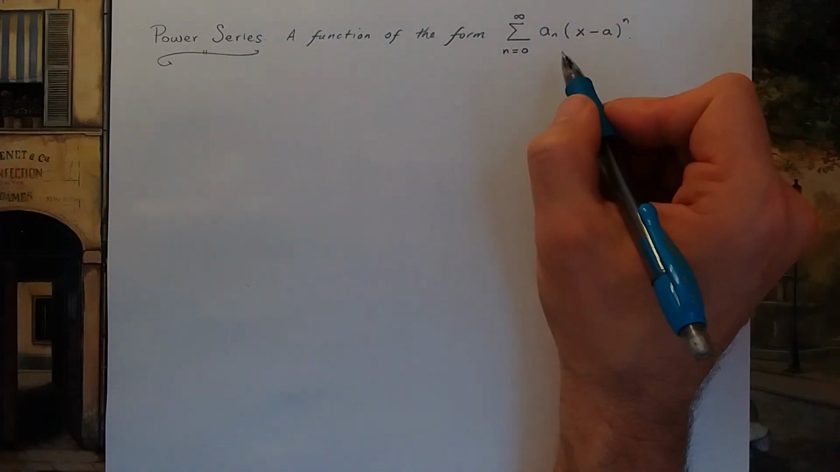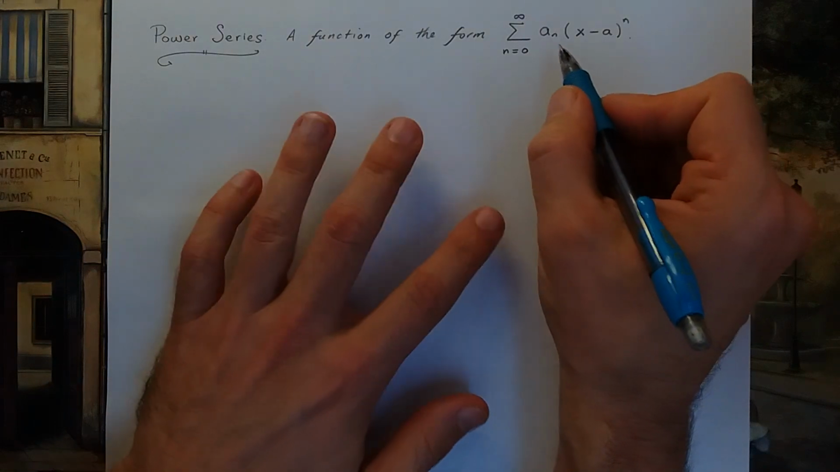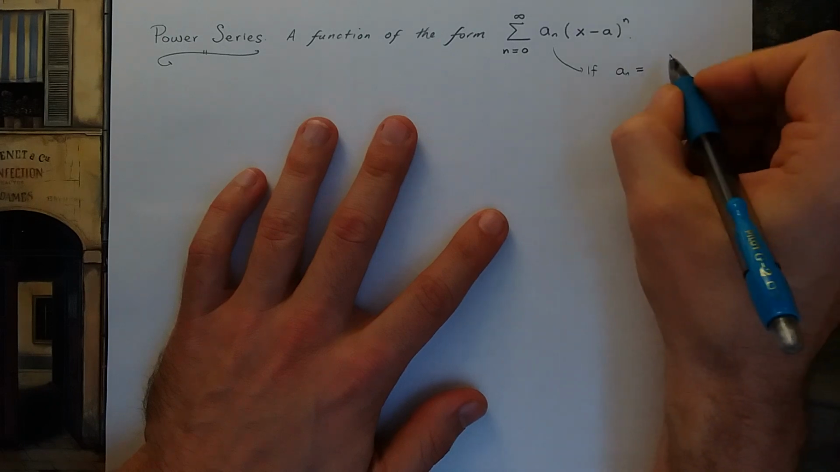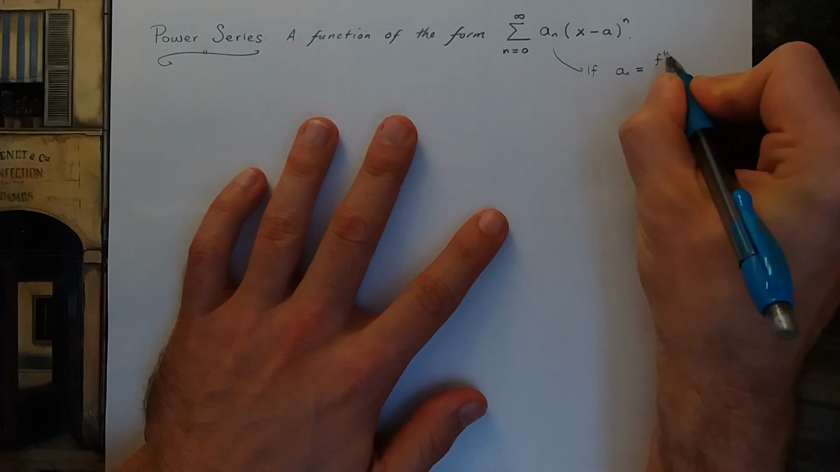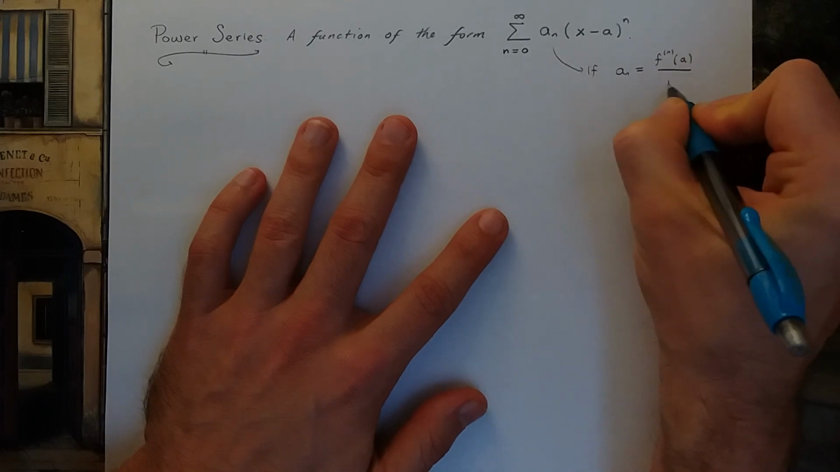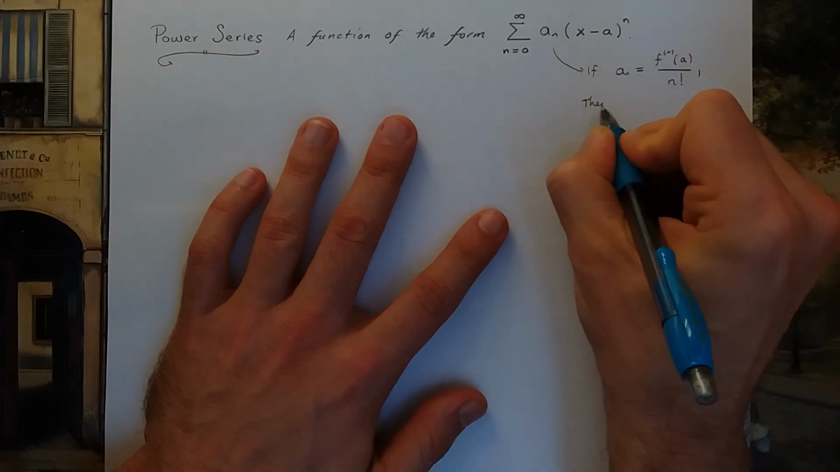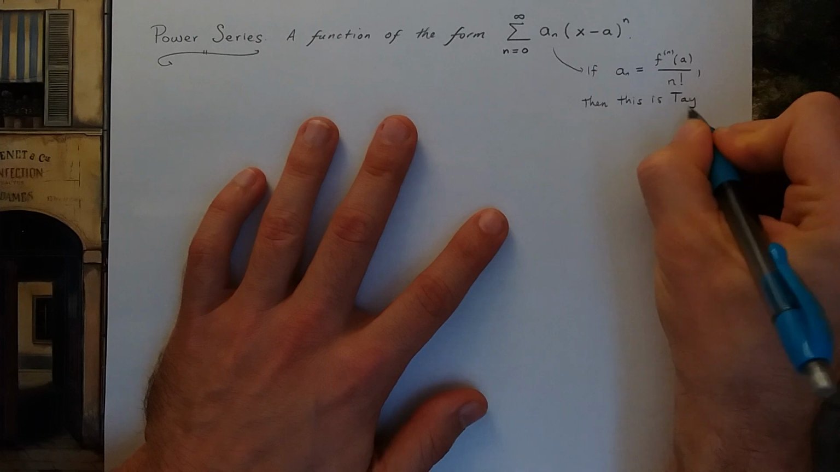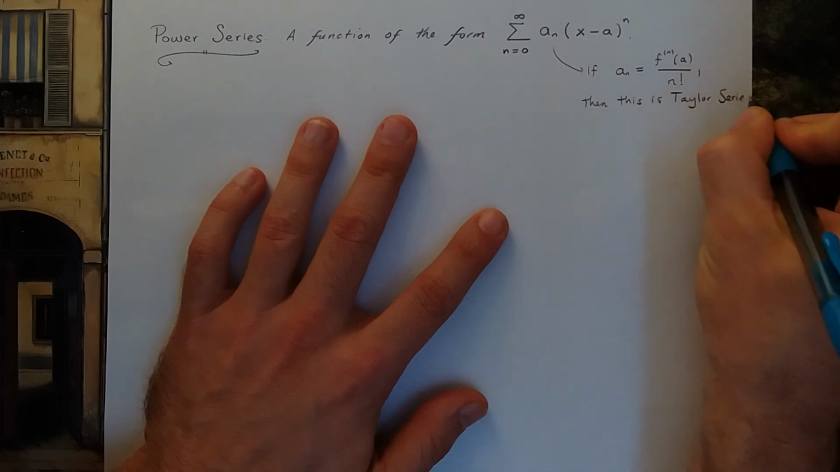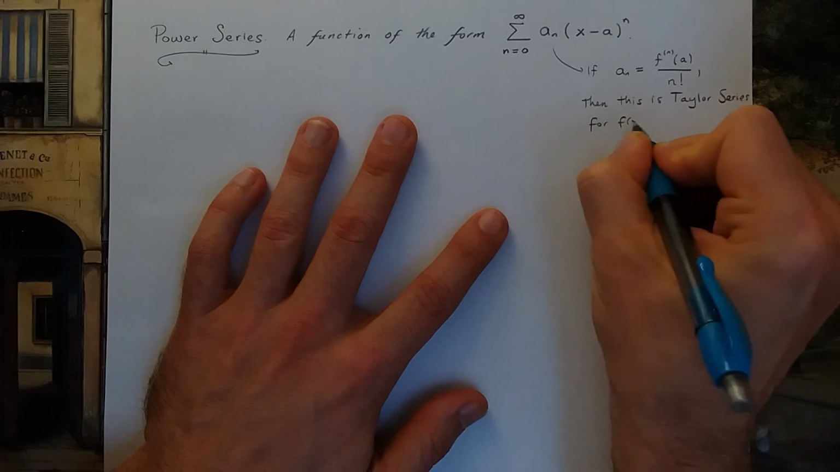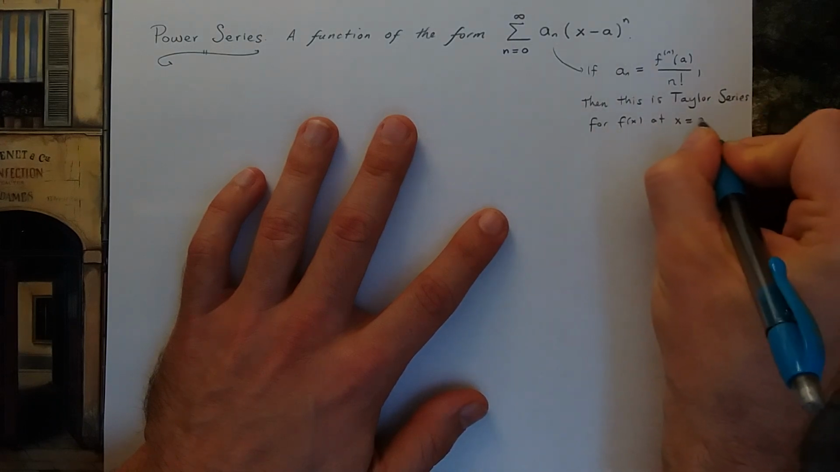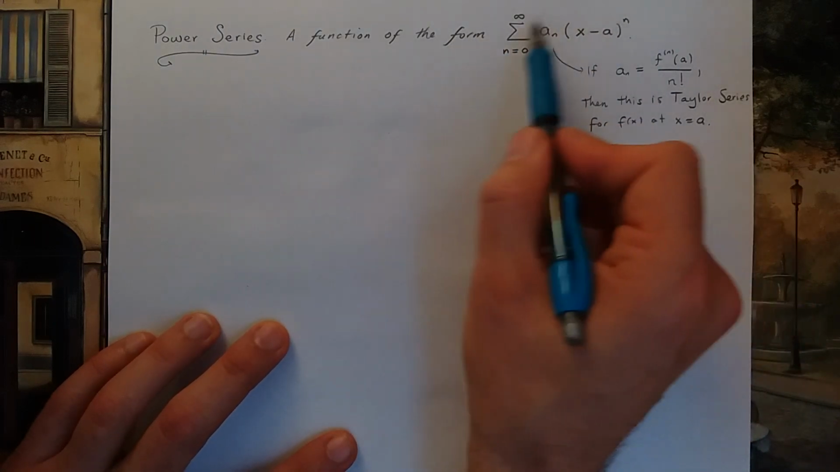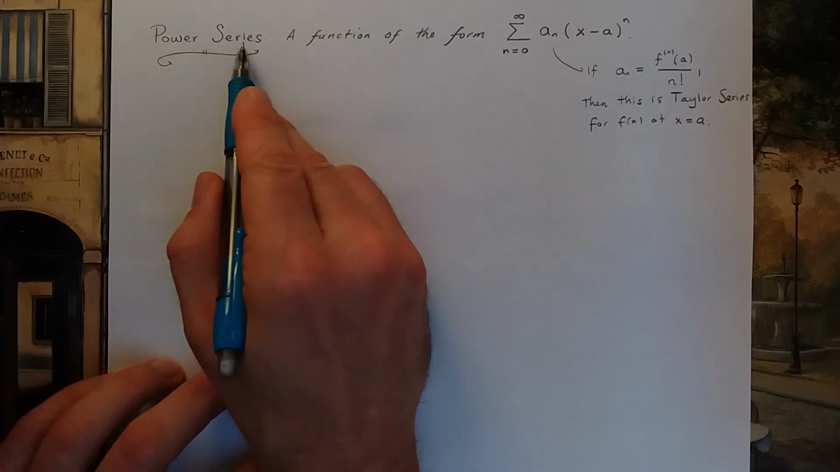We've already seen functions that look like this earlier in our course. If, for example, a_n is equal to the nth derivative of my function evaluated at a over n factorial, then this is the Taylor series for your function f of x centered at x equals a. But I'm going to consider all possible functions you can get that look like this. That's what we call a power series.